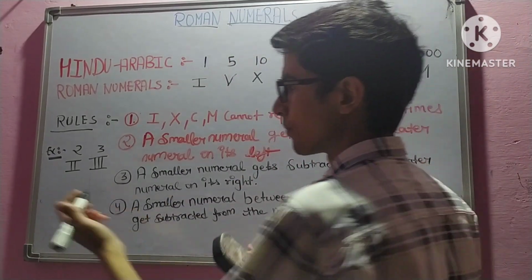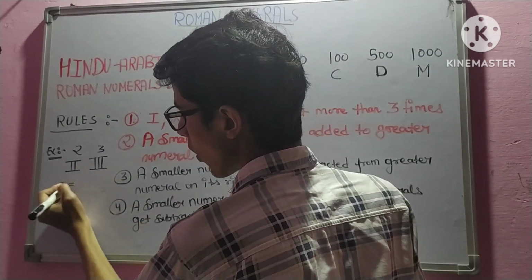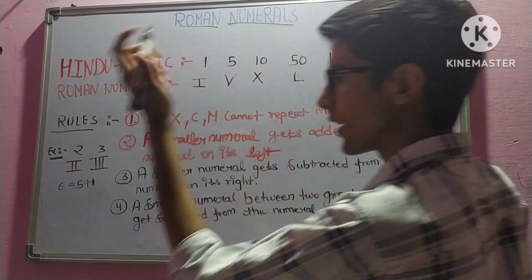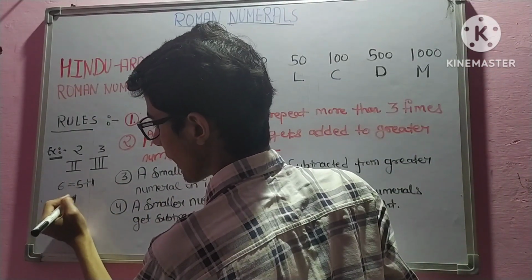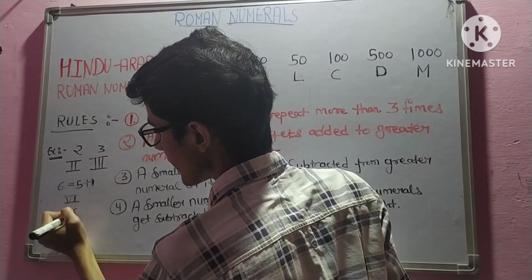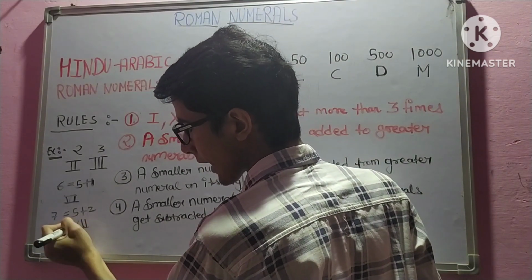So number 6. 6 is equal to 5 plus 1. Means 5 plus 1, V and 1 means I. So we represent 6 like this. 7 we represent as 5 plus 2. 7 we represent as V, I, I.